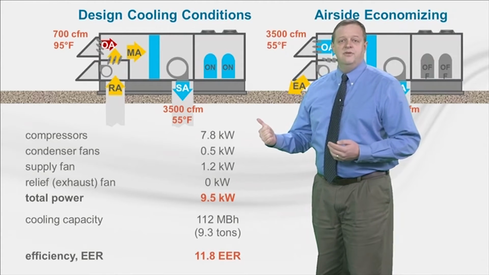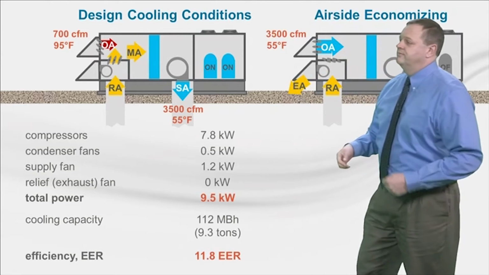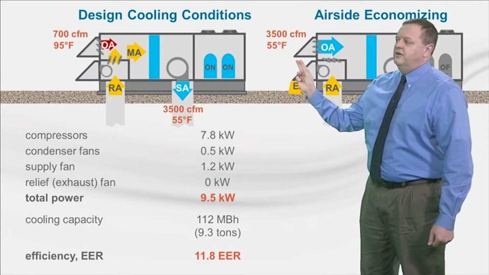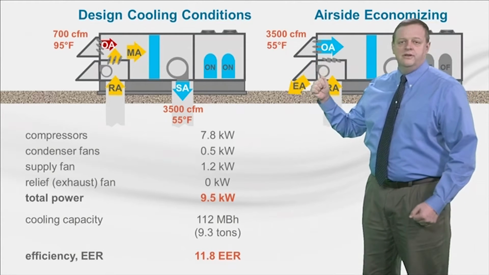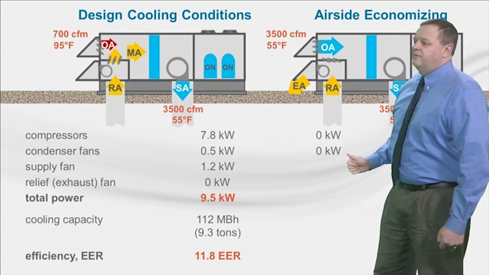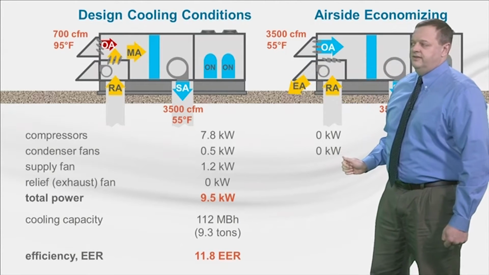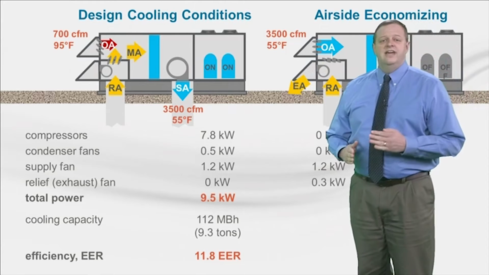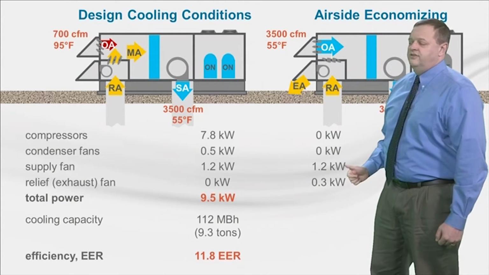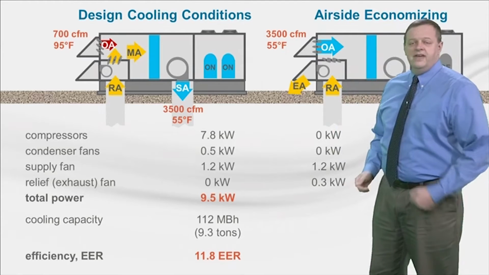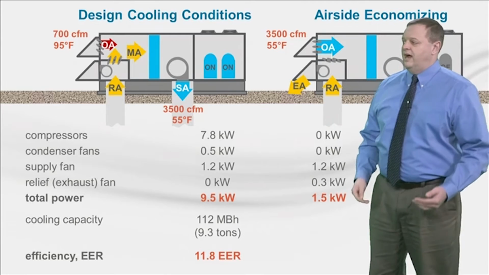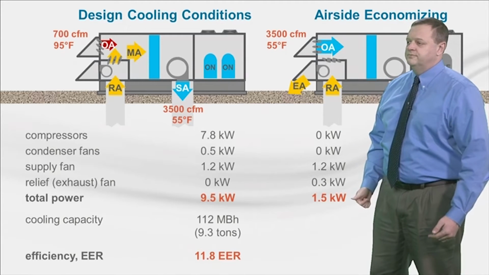But let's look at this same unit when it operates in economizing mode. Here it's 55 degrees outside, so the economizer opens the outdoor air damper wide open and turns off the compressor. So no power is used by the compressors or the condenser fans. Now for simplicity, I assumed a constant speed fan, so the supply fan power is unchanged. But now the relief fan is turned on to maintain building pressure, so the total power drops to 1.5 kW.